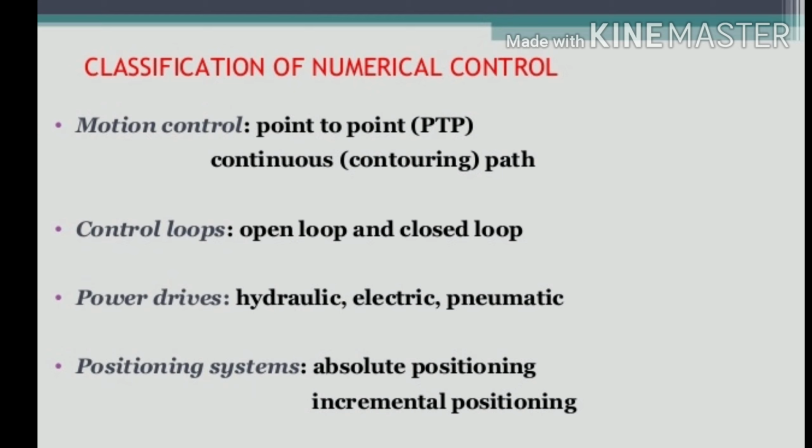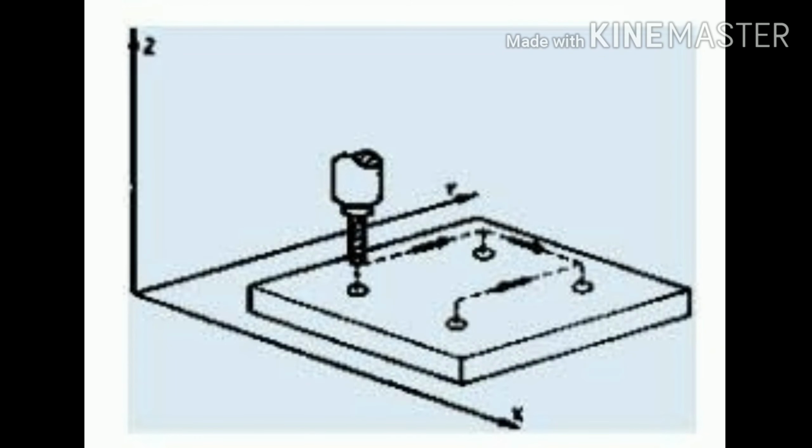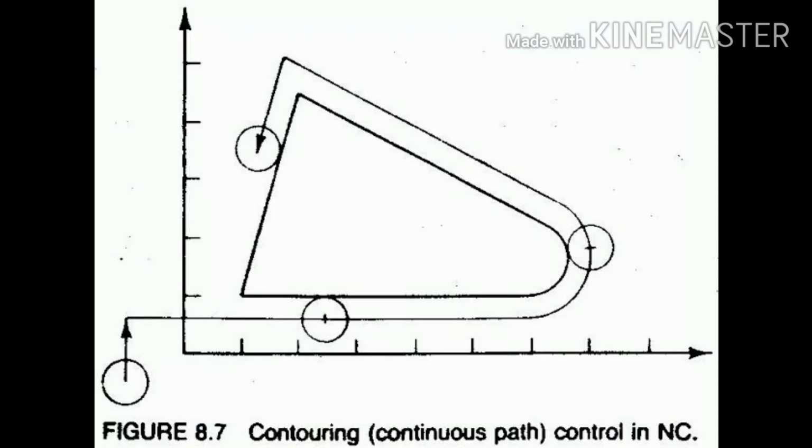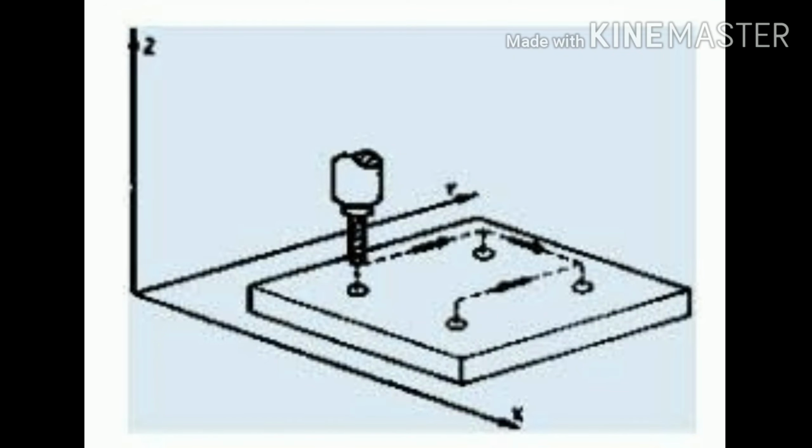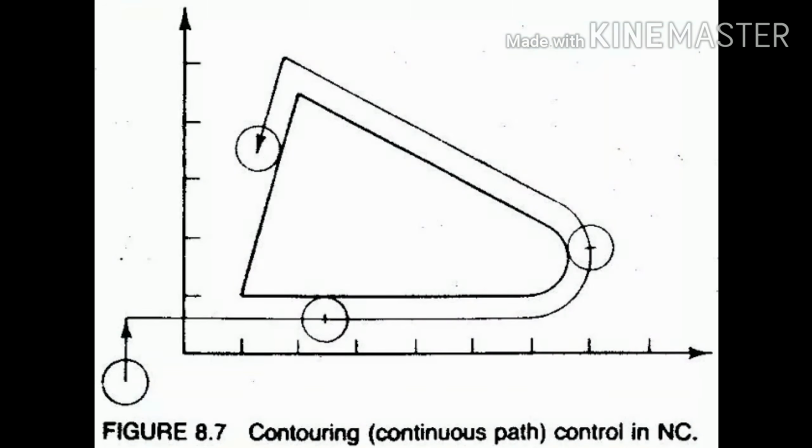Firstly, let's see the classification of the numerical control system on the basis of motion control. In motion control, it is classified into point to point and continuous path control systems. In the point to point control system, one axis is controlled at a time, whereas in the continuous path system, one or more than one axis are controlled simultaneously. The point to point control system is used for operations like drilling, boring, spot welding, etc. The continuous path control system is used to create complex curves, complex profiles, or complex shapes.